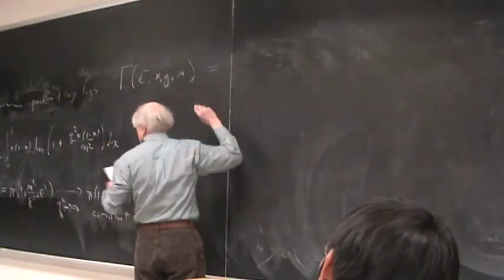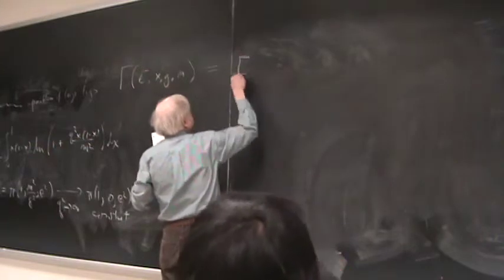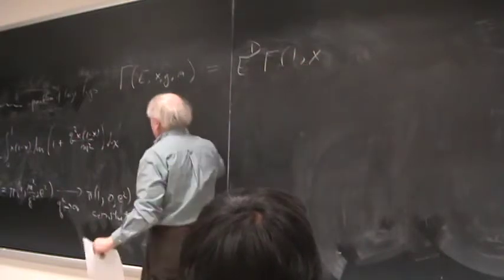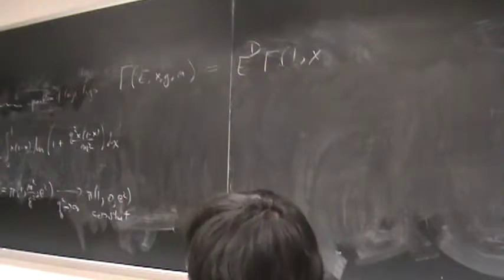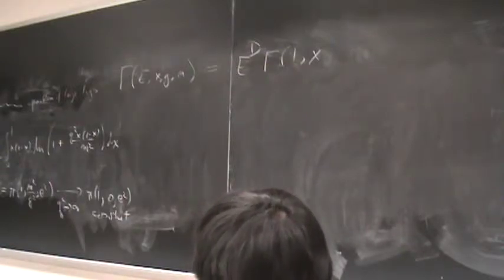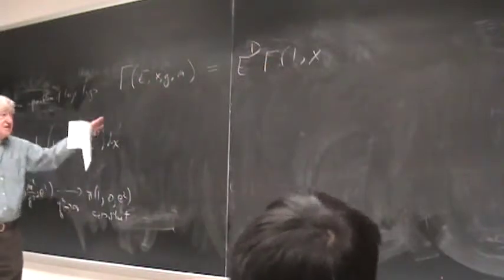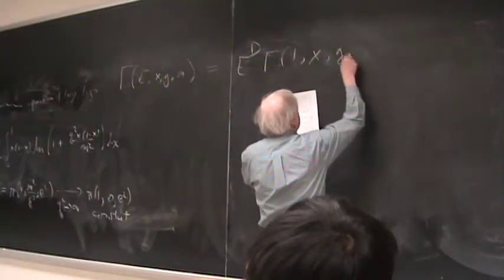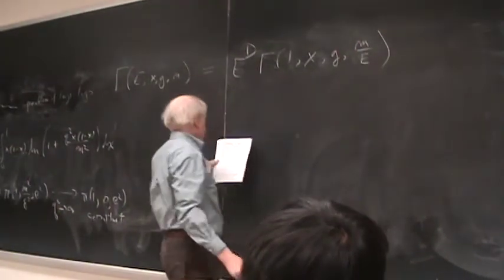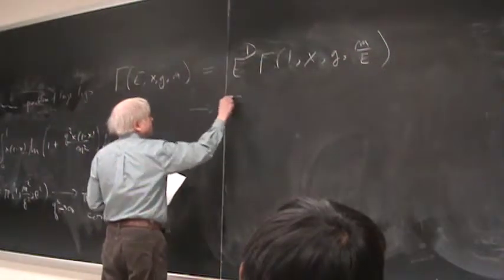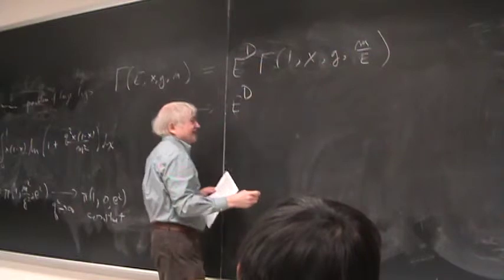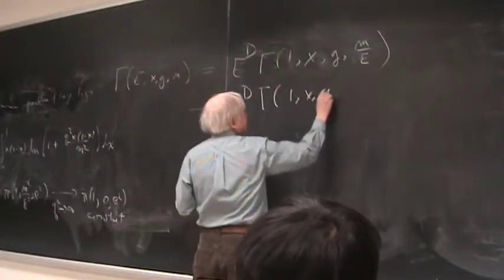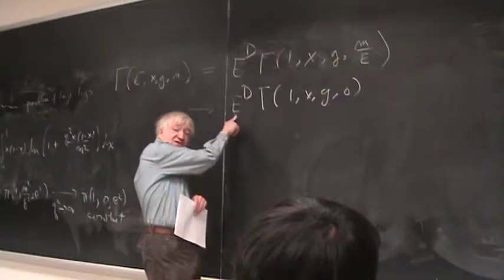Then dimensional analysis, the same thing that for a dimensionless pi, would tell us that this should go as E to the d gamma of 1, X, G, M over E. Oh, what's X? X is just angles, whatever. Okay. There wasn't any X over here. Well, there was an X, but that was an integration variable. This X is, if it's a scattering amplitude, the cosine or something. The angle, G, the coupling constant, and now M over E. And so once again, we'd expect that this should go to E to the d gamma of 1, X, G, 0. In other words, it should behave just as E to the d.